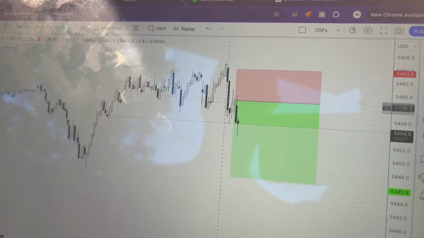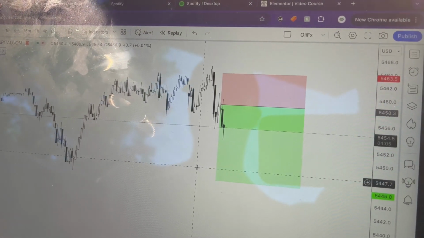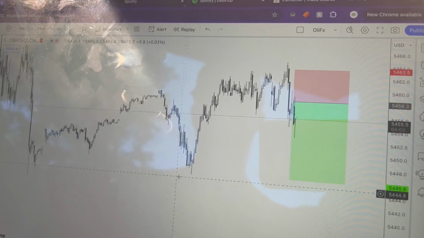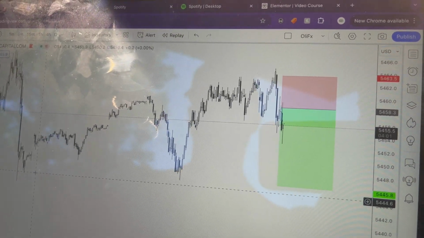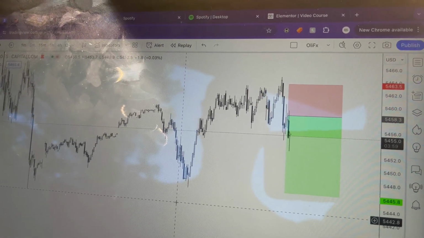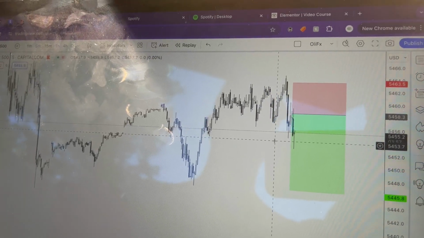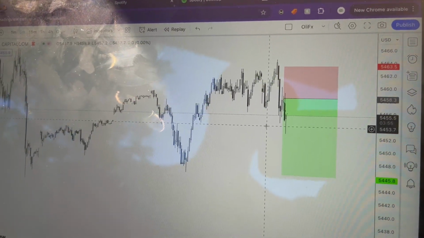Played off this 5-minute imbalance here, and we're looking for these lows down here, pretty much equal lows. So that's looking really nice right now. Literally just sent out, and it is tanking straight away. So we'll keep you guys updated.